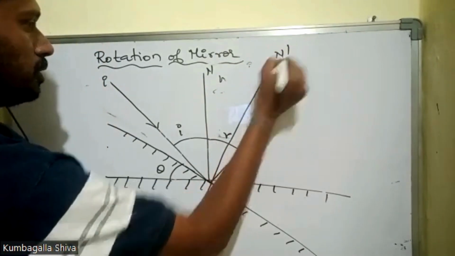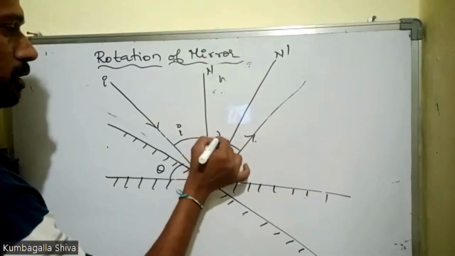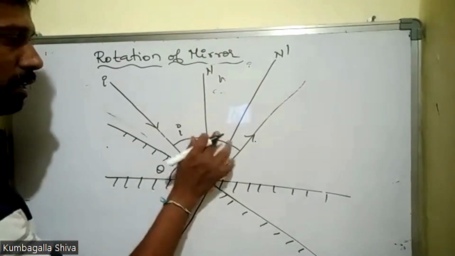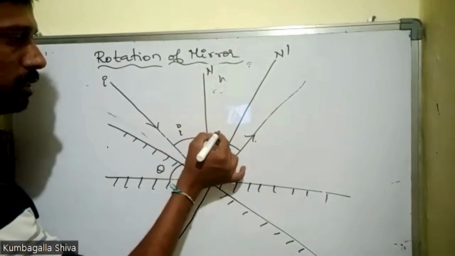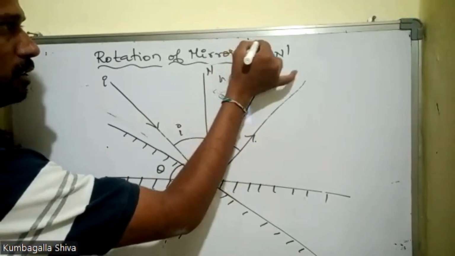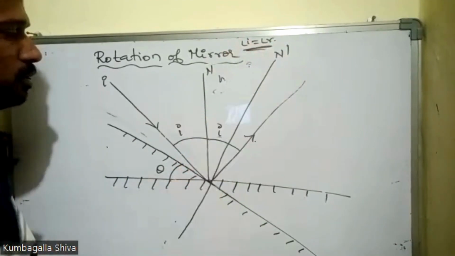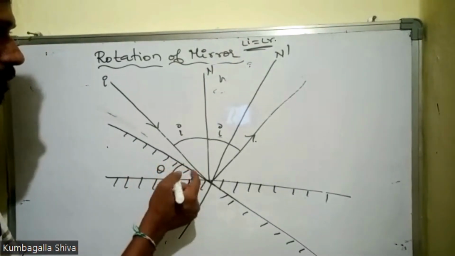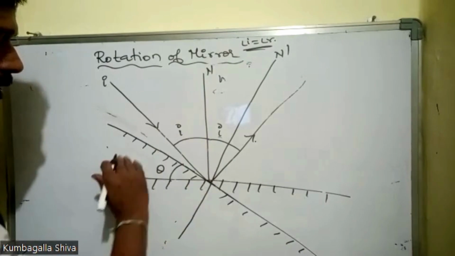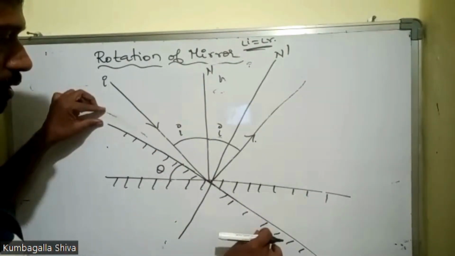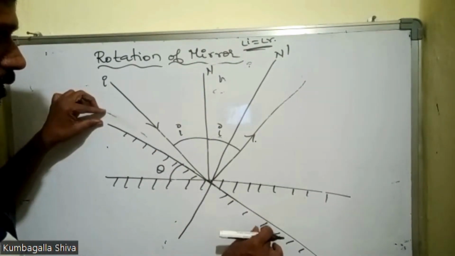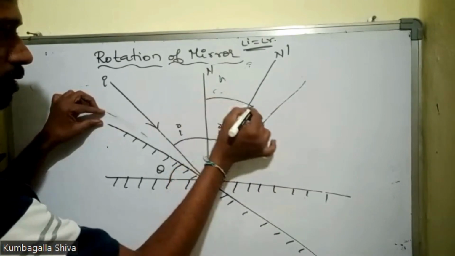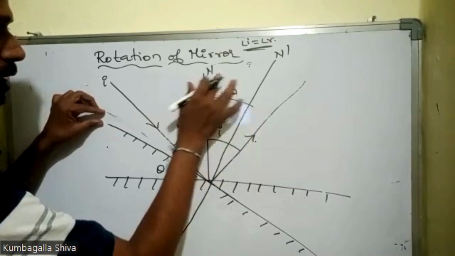Will be n dash. For convenience's sake, I'm taking the R as I, because angle of incidence equals angle of reflection. That is based on the concept I'm taking. Now, when the mirror is rotated to an angle theta, the normal also will be rotating, with how much? This also will be rotated with an angle theta.